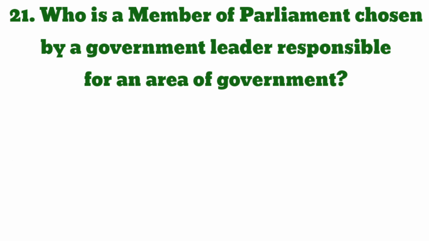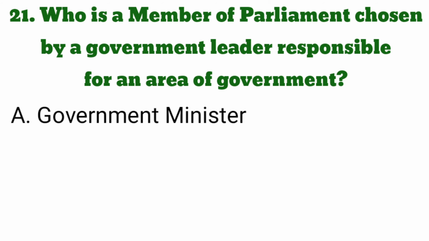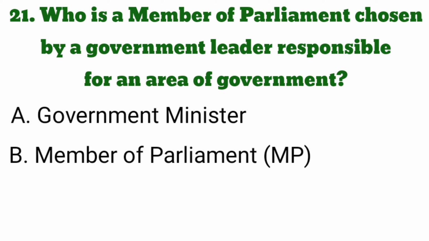Number 21. Who is a Member of Parliament chosen by a government leader responsible for an area of government? Letter A, Government Minister. Letter B, Member of Parliament. Letter C, Senator. The answer is letter A, Government Minister.